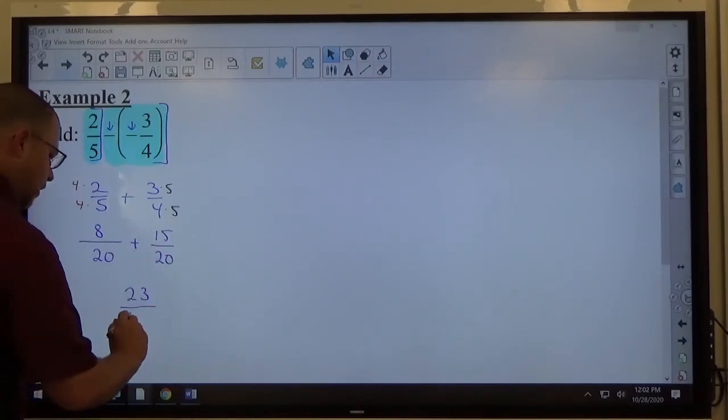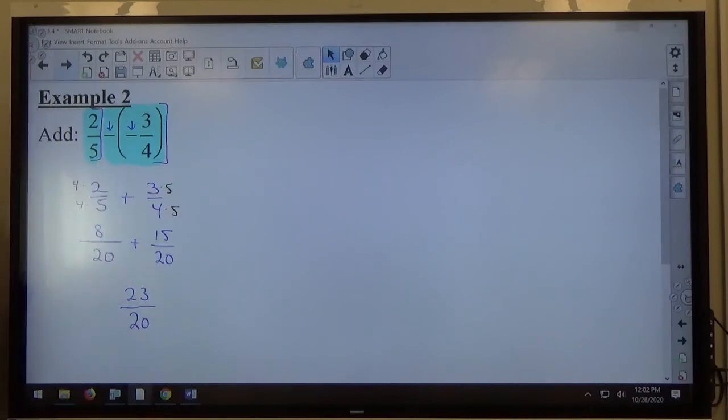8 plus 15 is 23. The common denominator is 20. That's what it goes over. The bigger number is 15/20ths. That's the other problem with fractions. You can't tell what's bigger until you get the same denominator. Once the denominators are the same, the bigger numerator is the bigger fraction. So that's positive, that's positive. So 23/20ths is the right answer.